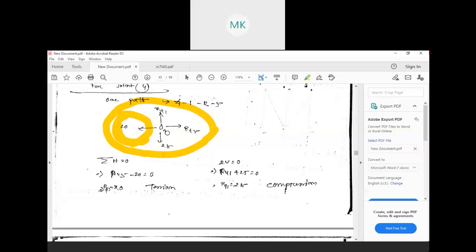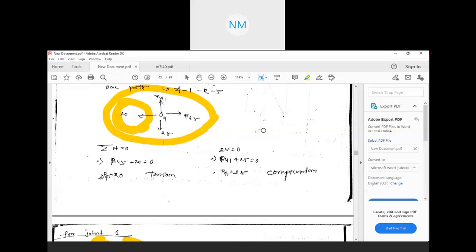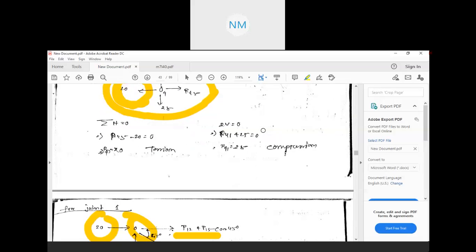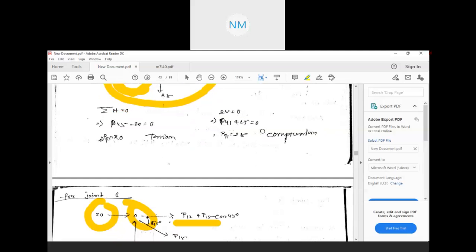So at every joint you have to assume the direction. If there is some known direction, then you can take that known direction. If the direction is not known, then you can assume it. Sir, I thought there should be a basis, like should we assume positive or negative direction? Because we should have something to assume, either tensile or positive.